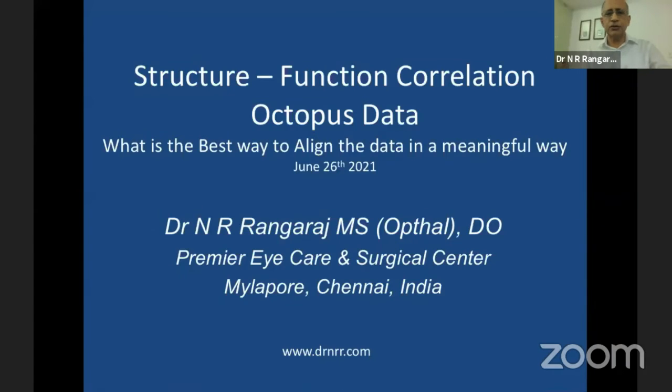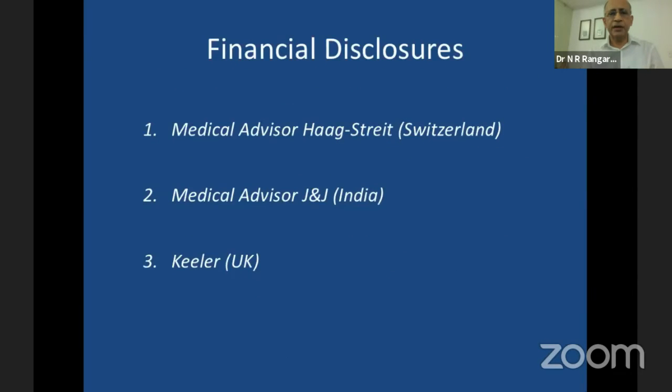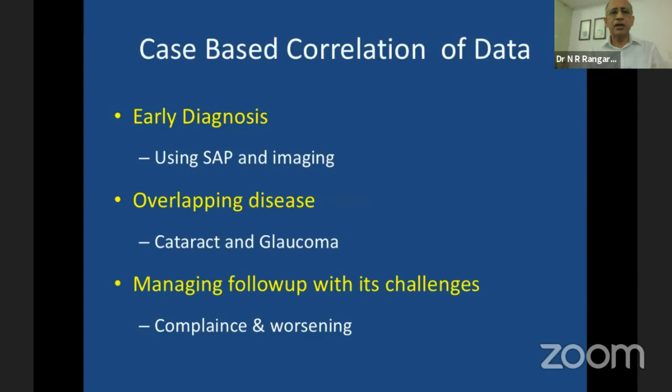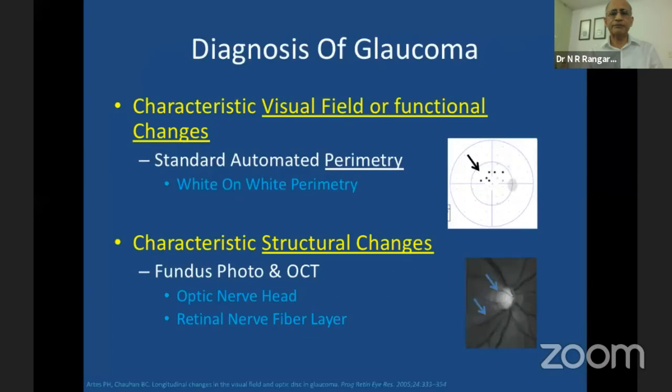So I'll just do a quick overview of the structure function correlation in OCT and perimetry data. Dr. Sachin and most of the other speakers have made it very easy for me. So I'll just do a case-based correlation of the data, of how I use it in my clinic: early diagnosis using SAP imaging, overlapping disease when you have cataract and glaucoma, and then how we manage the follow-up, and the challenges and the actual compliance.